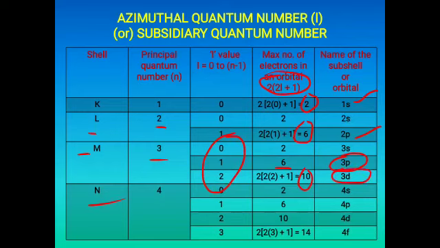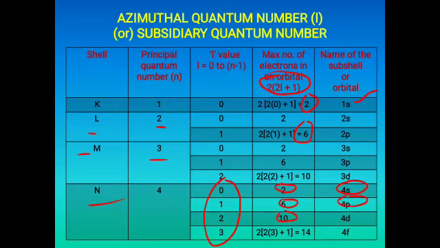And for fourth orbit, 4 values are there. They are nothing but 0, 1, 2, 3. And for 0 once again 2 electrons, for 1 6 electrons, for 2 10 electrons. That means 4s orbital will have 2 electrons, 4p orbital will have 6 electrons and 4d orbital will have 10 electrons. What about 3? 3 indicates 14 electrons, which means the f subshell will have 14 electrons.